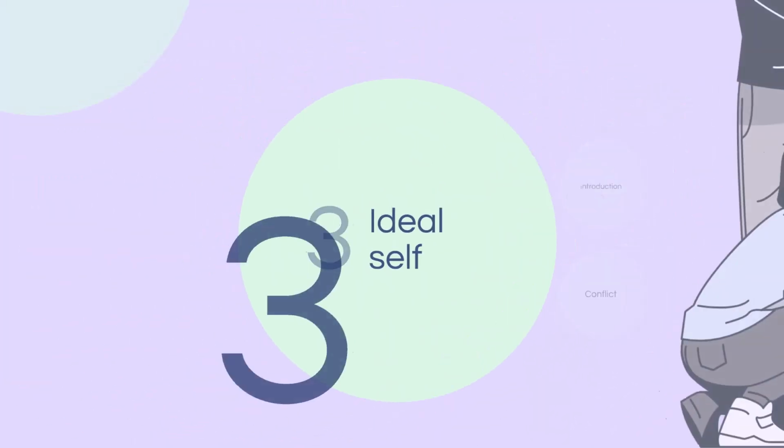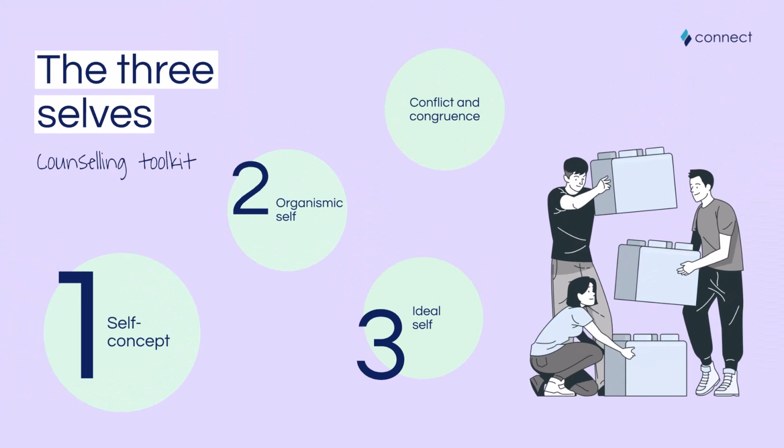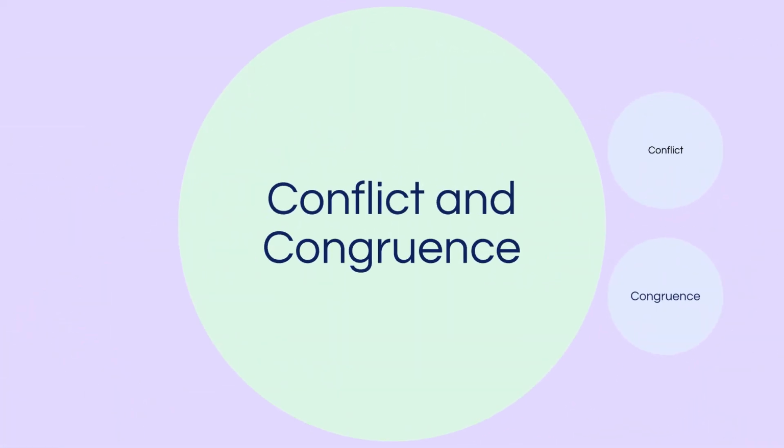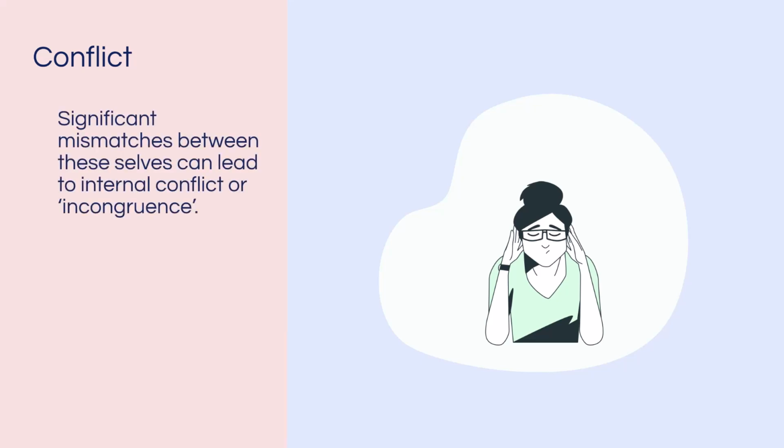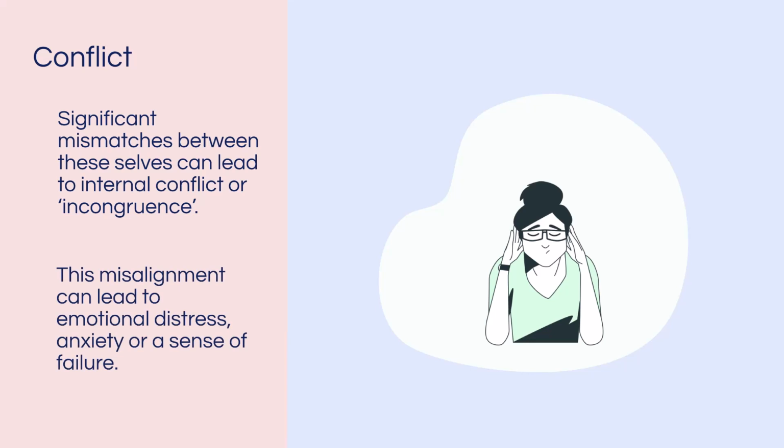So, as we've briefly explored here, there can be significant conflicts between the selves. Now, what does this mean when this conflict occurs? And we'll take a look at this now. So, as we've explored with the examples, significant mismatches between these selves can lead to internal conflict or what we call incongruence. Now, if your organismic self and self-concept are significantly different, it can result in feelings of inadequacy or inauthenticity or living a life that doesn't feel like it's truly yours. Now, similarly, a large gap between your ideal self and your self-concept can lead to persistent dissatisfaction and a sense that you're falling short in life. Now, this misalignment can lead to emotional distress, like anxiety, or an overwhelming sense of failure, preventing you from experiencing happiness or fulfillment.